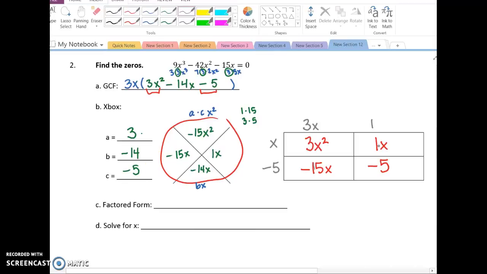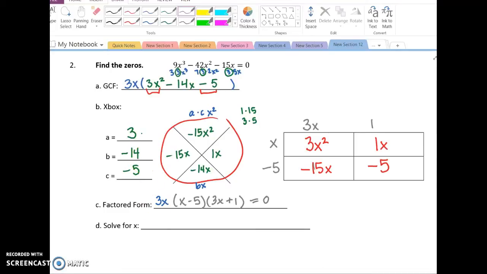So in factored form, remember our greatest common factor was 3x. And then we had, for our dimensions, x minus 5 and 3x plus 1. And all of that was equal to 0. And so when we solve for x, we're going to set each of our factors equal to 0.